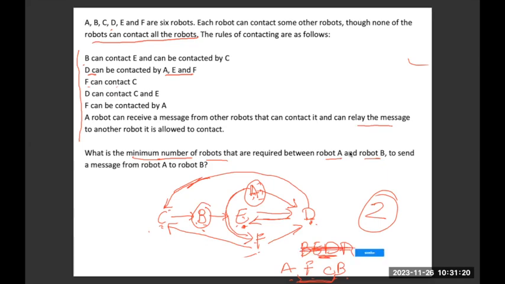Sorry, I've written it wrong. A will give to D. D will give to E. I've written it the opposite way. And then E can give to B. Or it can be the other way around, A, F, C, E, B. That works, because this one is one way, that's why. So this one will not work, the A, F, C, B route will be it, right?